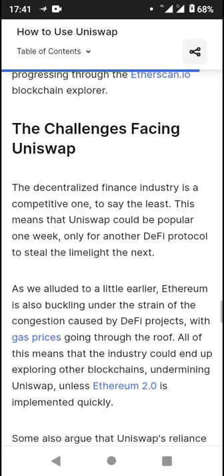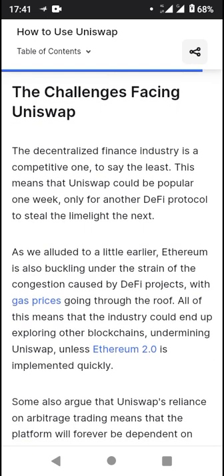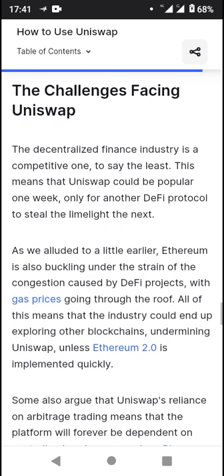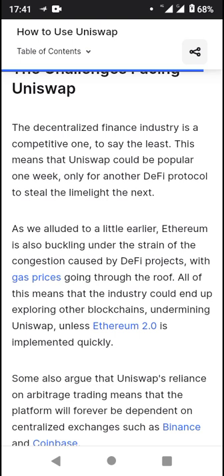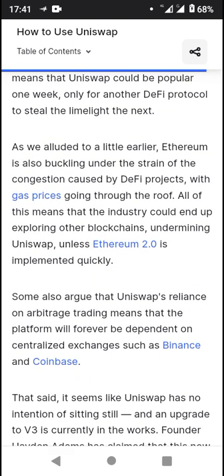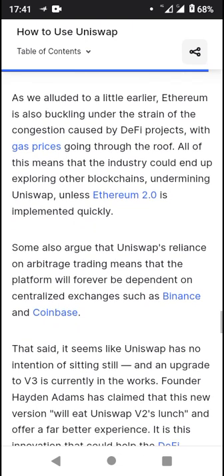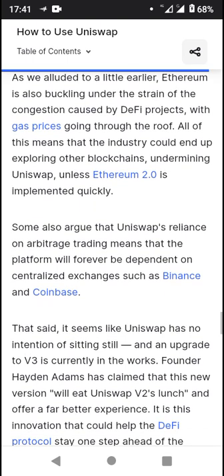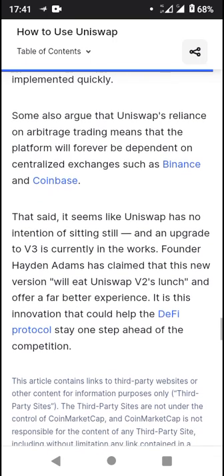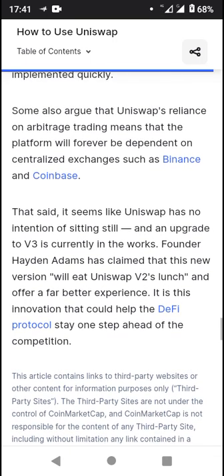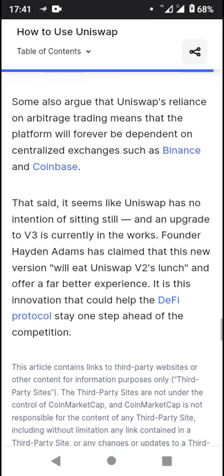Next, the challenges facing Uniswap. The decentralized finance industry is a competitive one, to say the least. This means that Uniswap could be popular one week, only for another DeFi protocol to steal the limelight the next. As we alluded to a little earlier, Ethereum is also buckling under the strain of the congestion caused by DeFi projects, with gas prices going through the roof. All of this means that the industry could end up exploring other blockchains, undermining Uniswap unless Ethereum 2.0 is implemented quickly. Some also argue that Uniswap's reliance on arbitrage trading means that the platform will forever be dependent on centralized exchanges such as Binance and Coinbase.